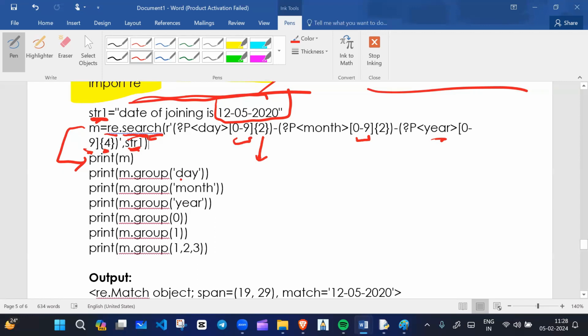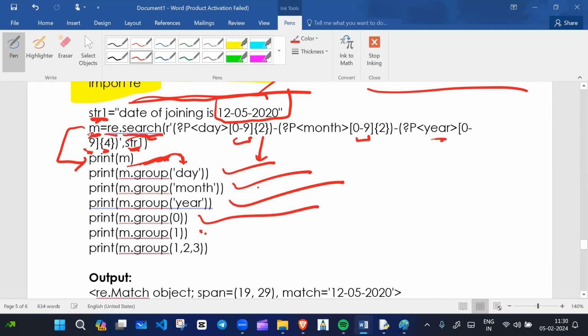And we are printing m.group day. So what is the meaning of this m.group day? This m.group will retrieve the string from this. It will retrieve day, and this will retrieve month. This will retrieve year, from m. Okay, right? And then group 0, group 1, and group 1, 2, 3.